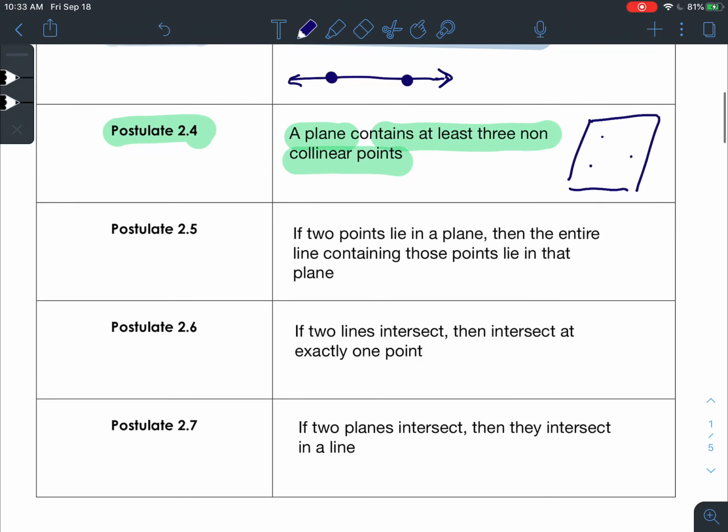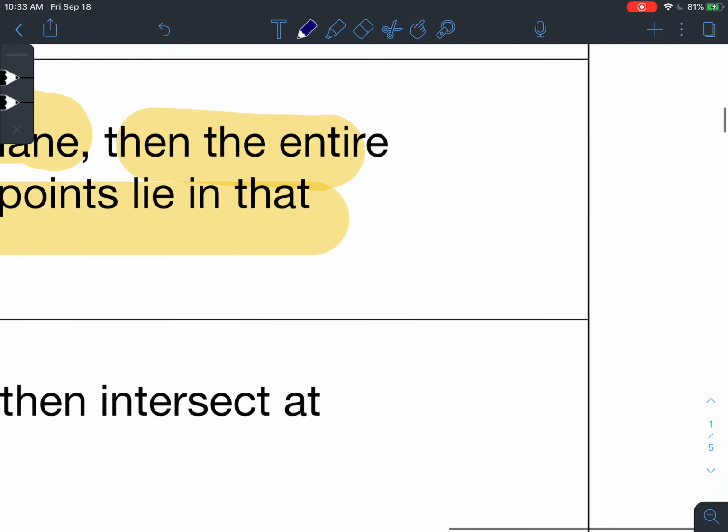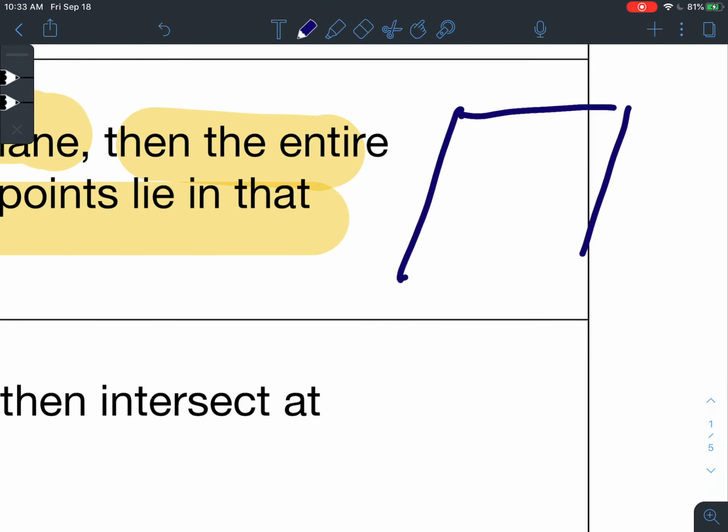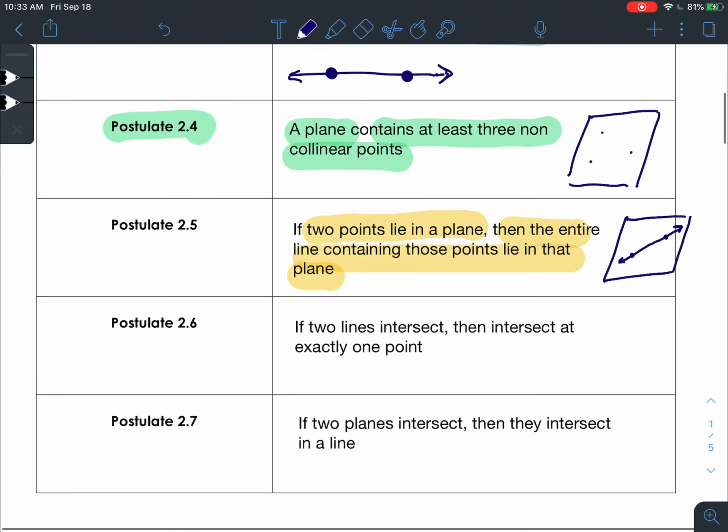Now, postulate 2.5 is one that's kind of new to us, okay? Postulate 2.5 says that if 2 points lie in a plane, then the entire line containing those points lies in that plane. So let's start with a plane, and then put 2 points on that plane. What that means is the line that connects those 2 points also has to lie on that plane. So the whole line also lies on that plane.